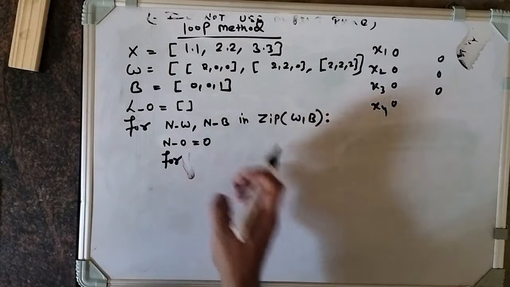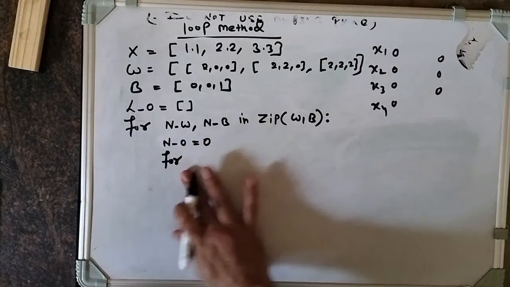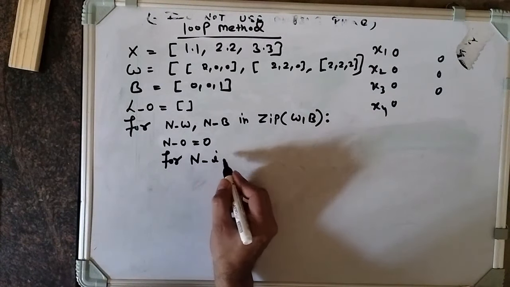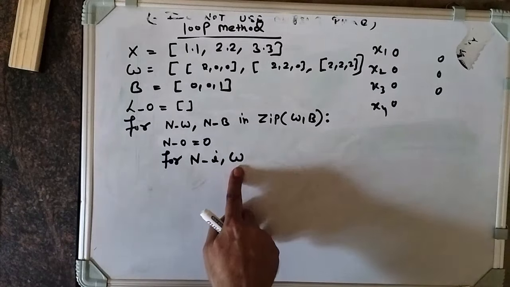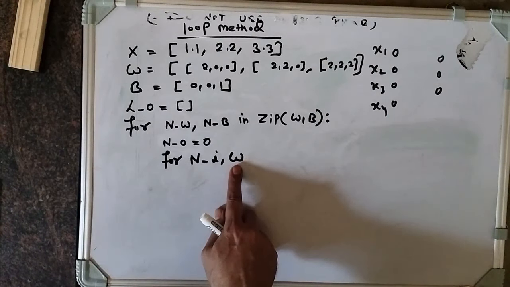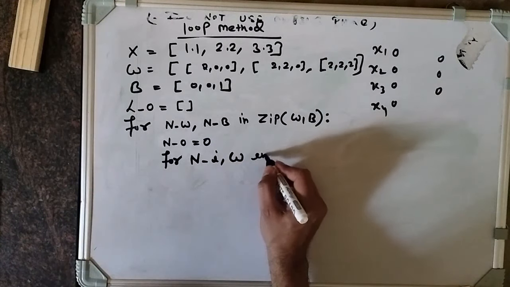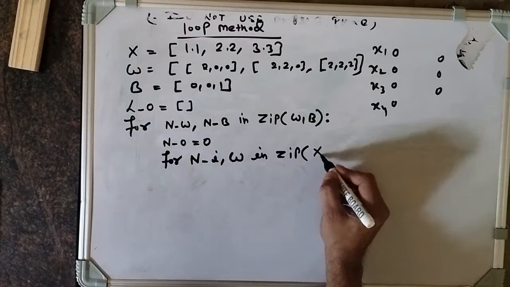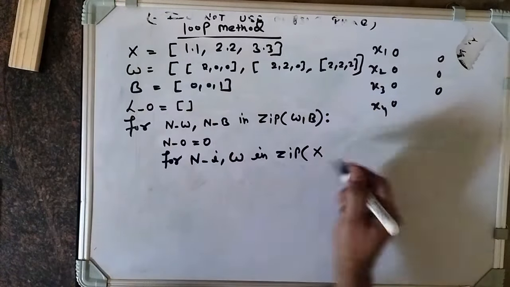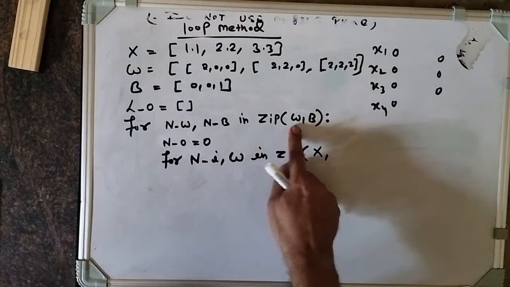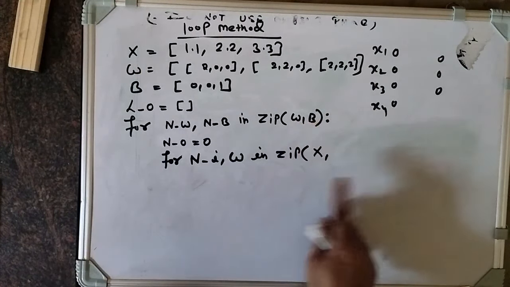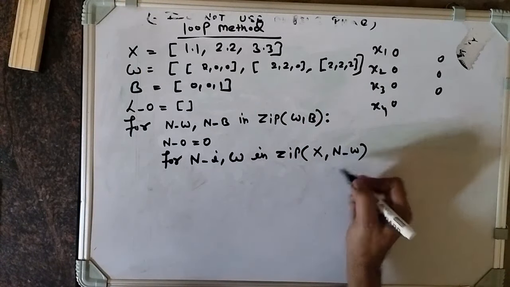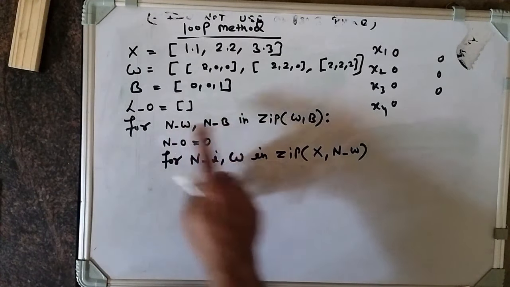Sorry, another for, because I have a habit of C. So sometimes neuron input, I am writing here W. Why? I will explain why I am writing here W. In zip, I am writing X means input, and I am zipping W and B, means weight and bias. I am zipping here X and neuron weight. What is this actually? Why am I writing here?